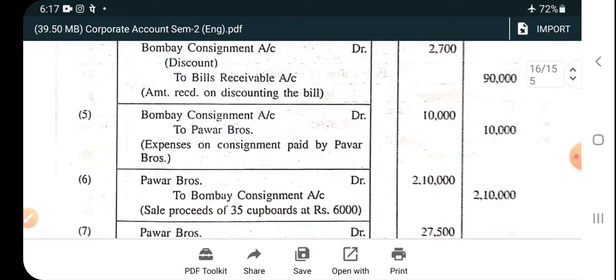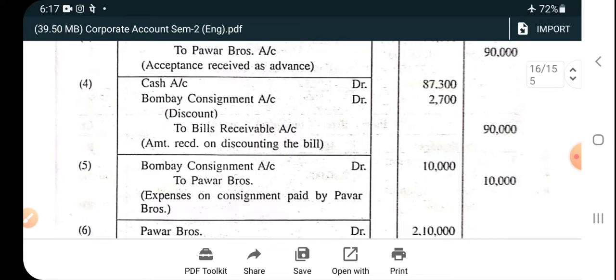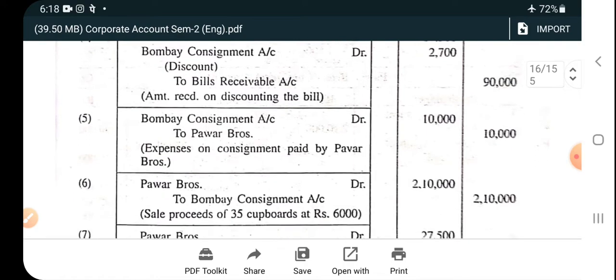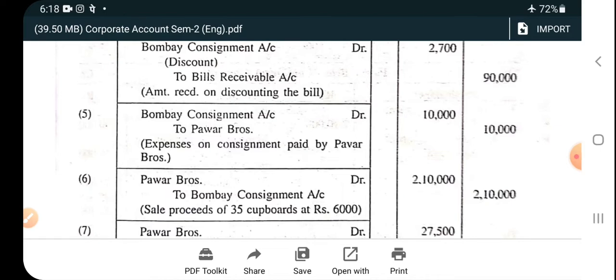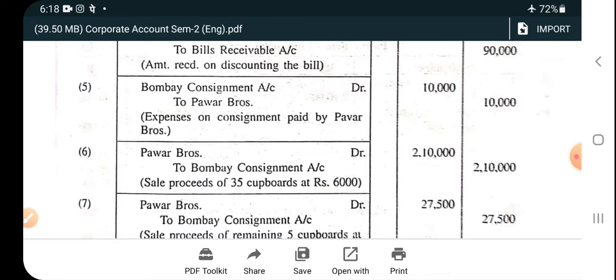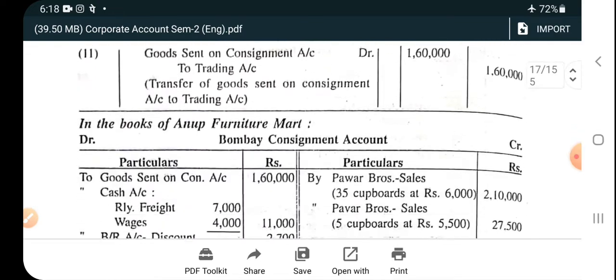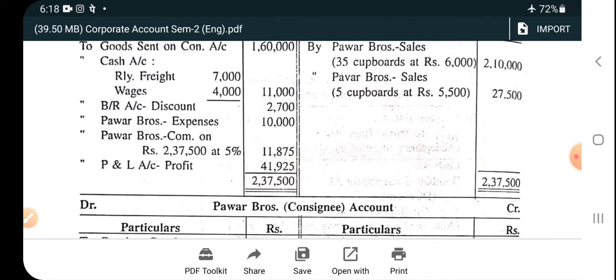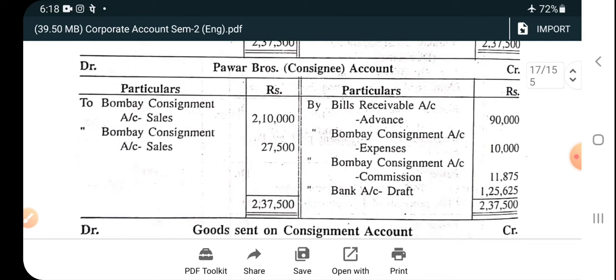Let us see another journal entry. Another journal entry there is expense paid by the consignee. Power Brother had paid a certain number of expenses. So consignment account debit, it is the consignment's expense. So consignment account debit to consignee account credit. Consignee means Power Brother, so it has two effects. The first effect, in the book of consignor, is the debit side to consignee account, in brackets we write the expense, and in the book of consignee, credit side by consignment account, in brackets we write the expense.